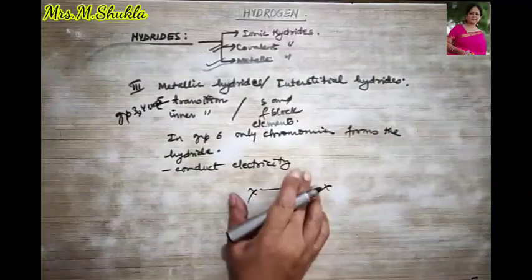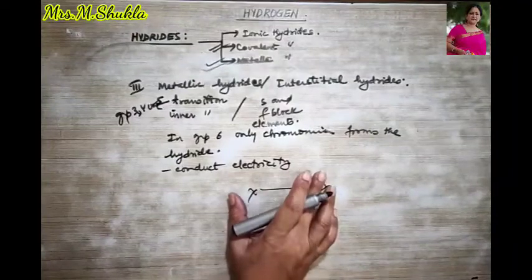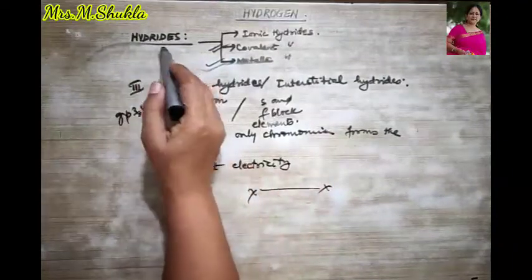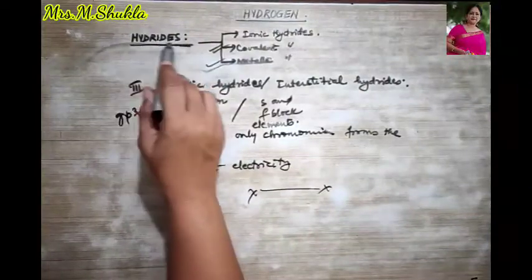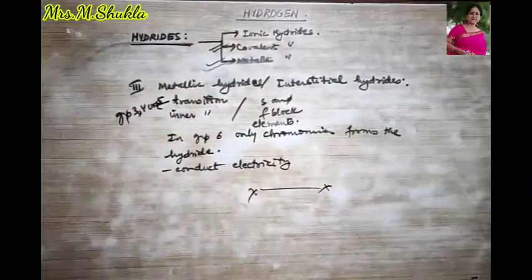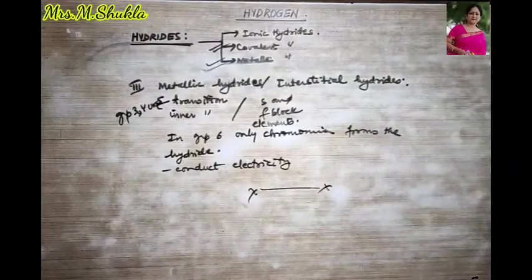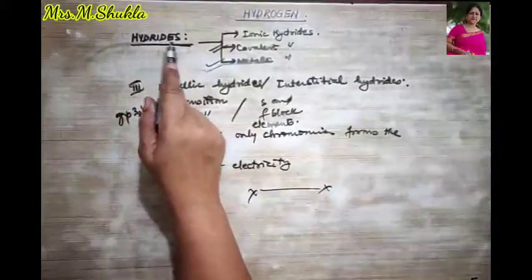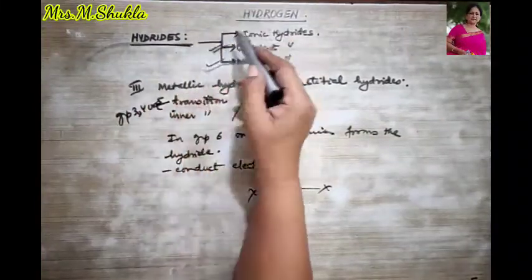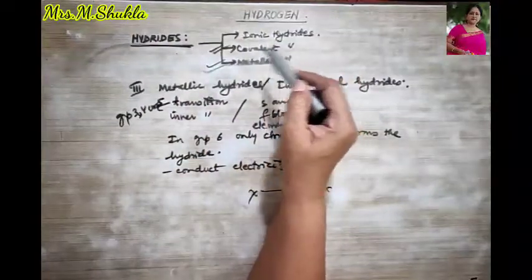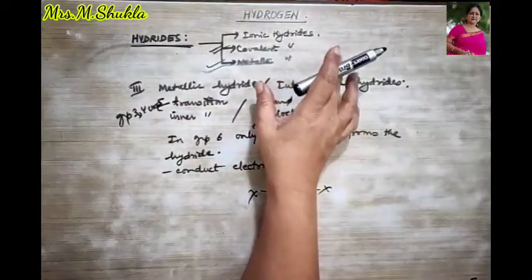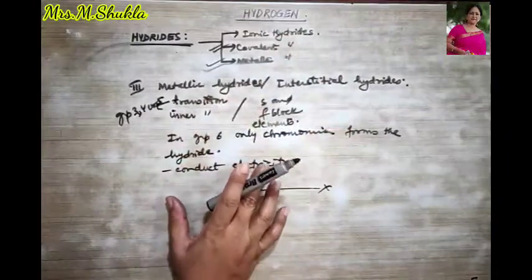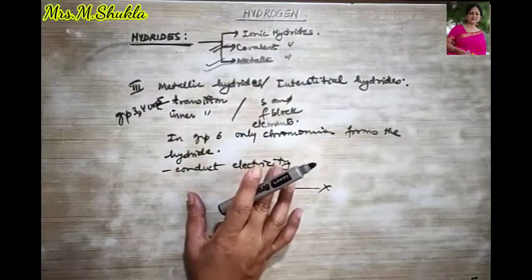So with this, I wind up today. Today we discussed the chemical properties of hydrogen, and also we finished the hydrides. What are hydrides? When hydrogen is attached to the metals, then it is termed as hydride. These can be of 3 types: ionic hydride, covalent hydride or metallic hydride. This is what I was trying to explain to you, giving all the reasons.